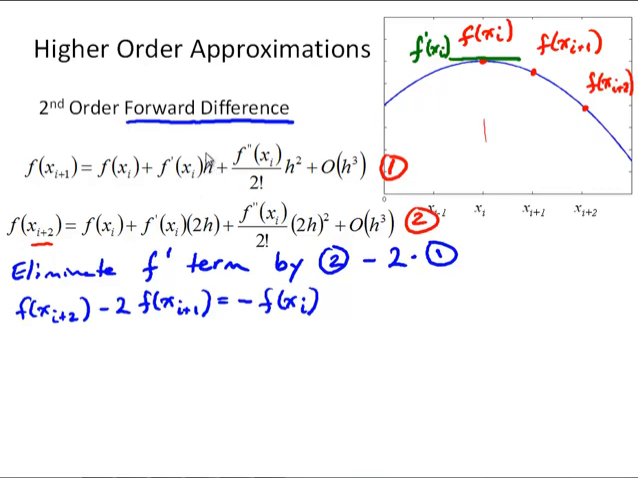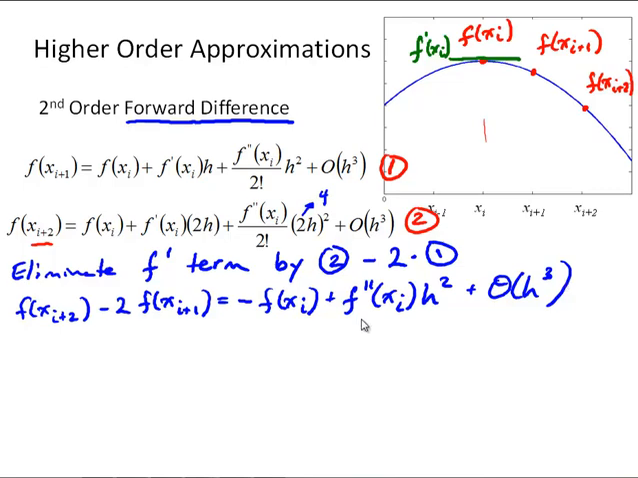So that's going to cancel. And then we have f double prime of xi times 2h squared minus f double prime of xi times h squared. But this is times 2, so this 2 is going to become a 4. And so what we're going to have left there is 4 over 2 factorial minus 2 over 2 factorial, or 2 minus 1, and we're just going to have plus f double prime of xi times h squared plus terms of order h cubed and higher.